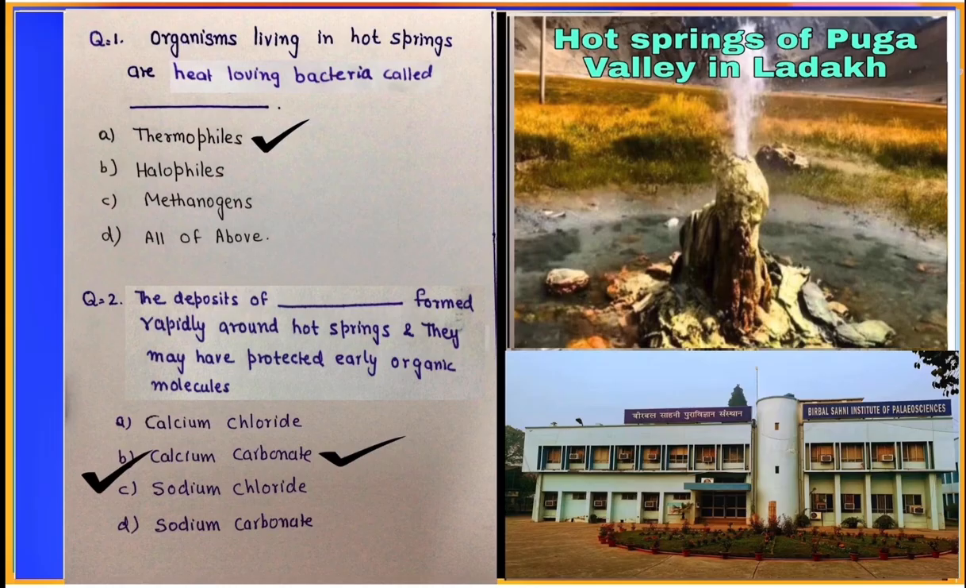Now come to question number 2. The deposits of dash formed rapidly around hot springs and they may have protected early organic molecules. The deposits of calcium carbonate formed rapidly around hot springs. According to scientists from Birbal Sahani Institute of Paleosciences, Lucknow, they studied these hot springs and found that calcium carbonate formed rapidly around them, and these deposits may have protected early organic molecules from harmful radiation and extreme conditions.